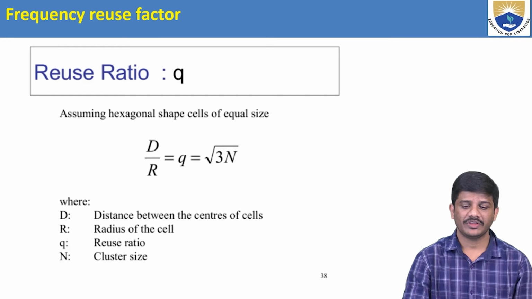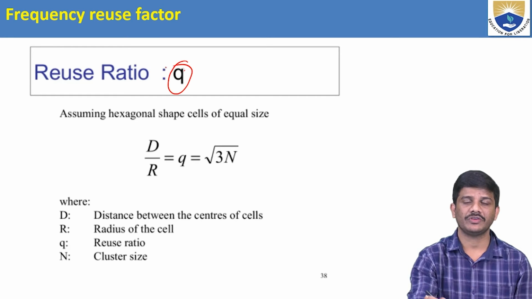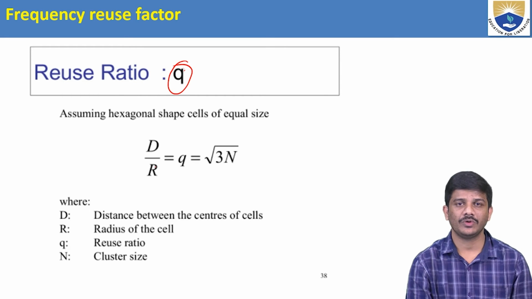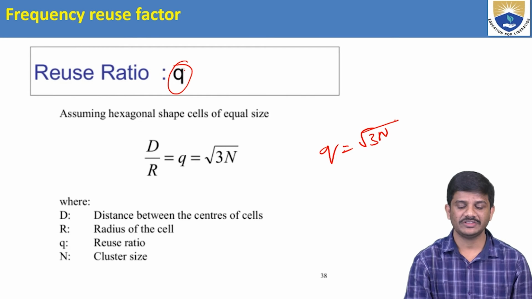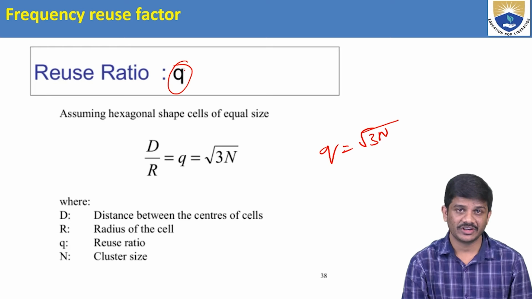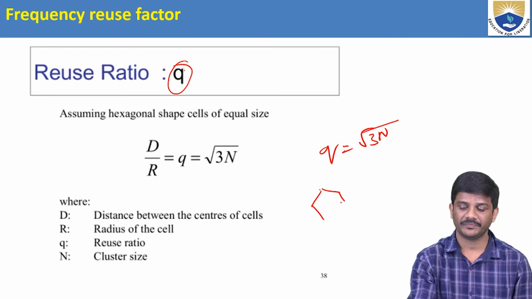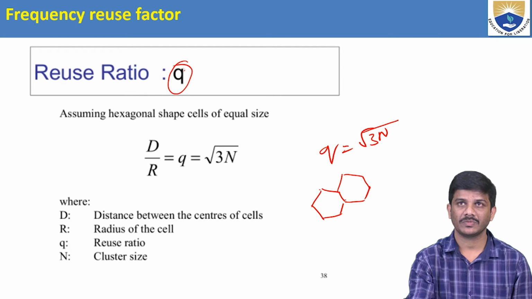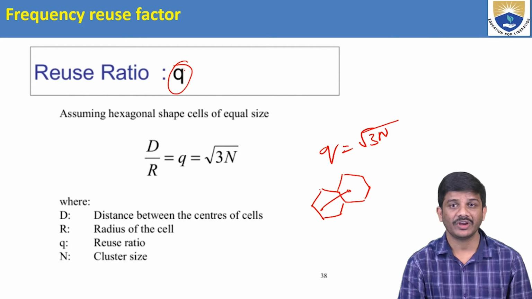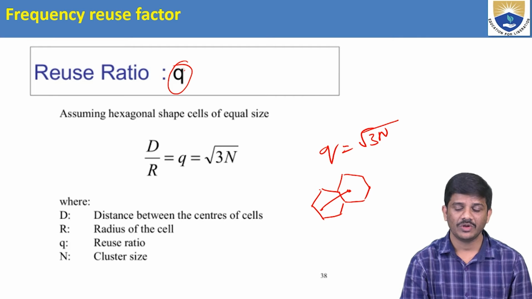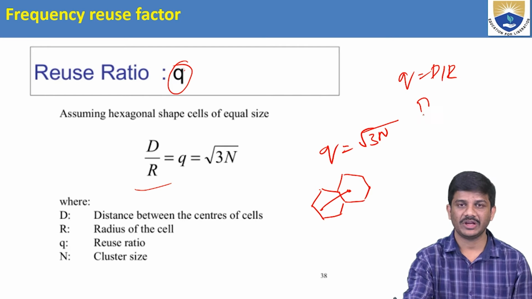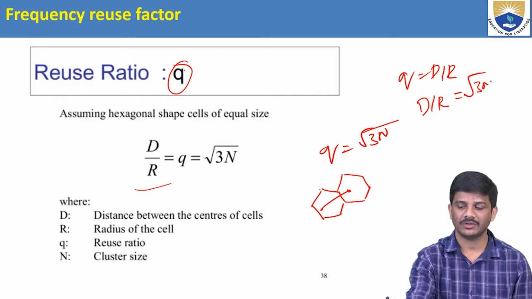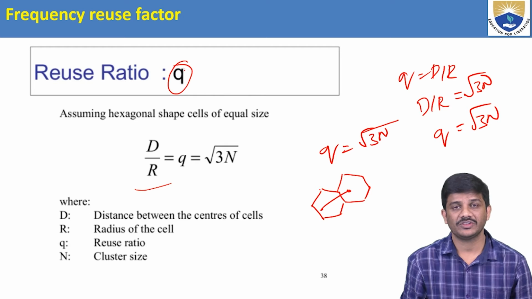Then the reuse ratio, Q, is the frequency reuse factor. The formula is D by R equal to Q equal to root 3N. N is the cluster size, D is the distance between the centers of cells, R is the radius of the cell, and Q is the reuse ratio. We have two formulas: Q equal to D by R, and D by R equal to root 3N, so Q equal to root 3N. With the help of these we can find out the reuse ratio Q.